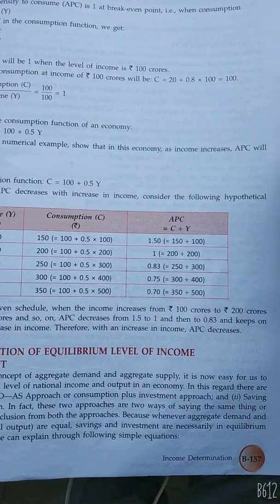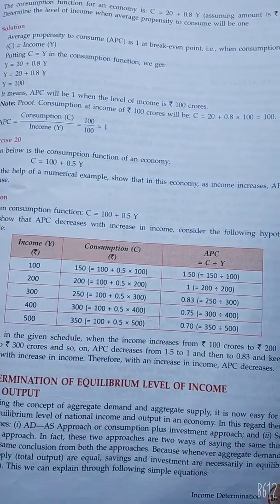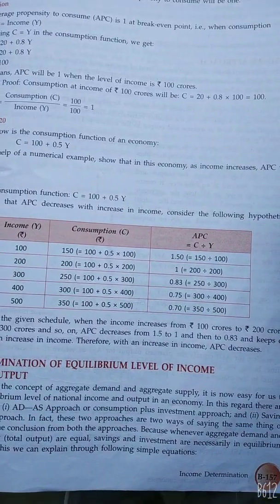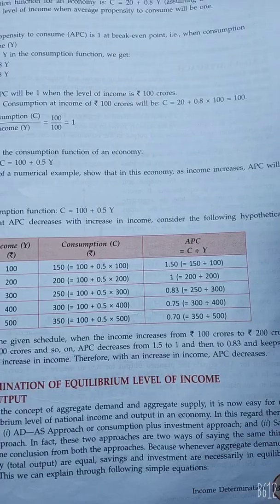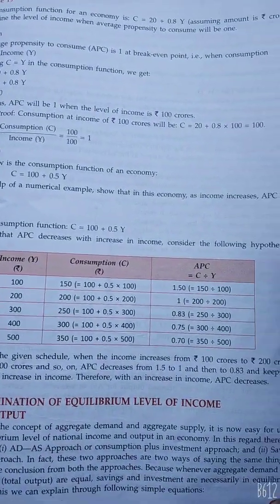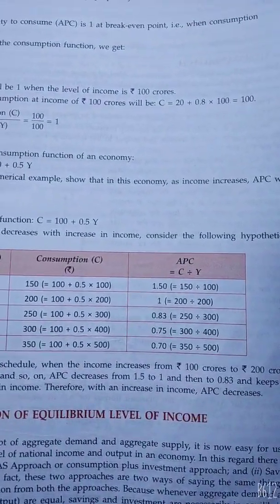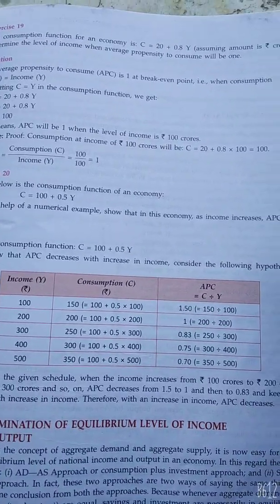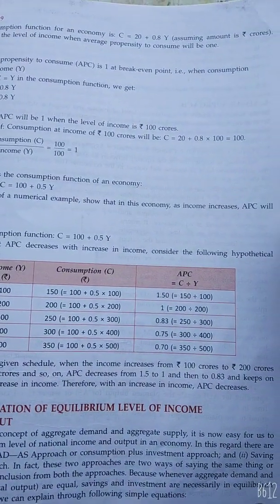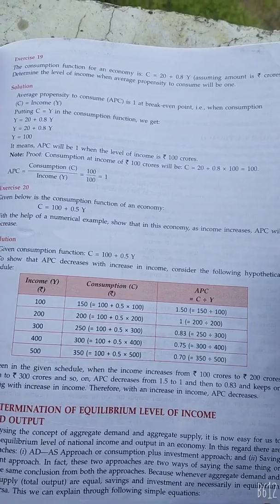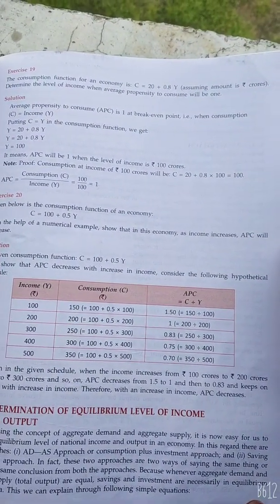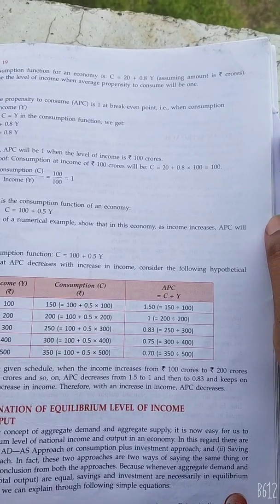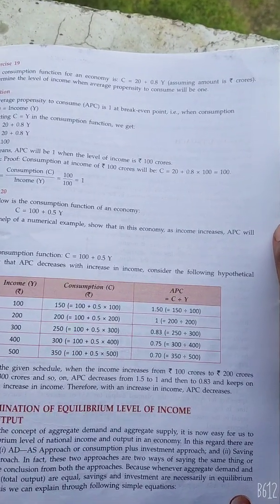In this regard, there are two approaches to determining the equilibrium of national income and output of an economy: the AD and AS approach, or the consumption plus investment approach, and the saving-investment approach. In fact, these two approaches are two ways of saying the same thing, or we reach the same conclusion from both approaches, because whenever aggregate demand and aggregate supply are equal, saving and investment are necessarily in equilibrium, and vice versa.